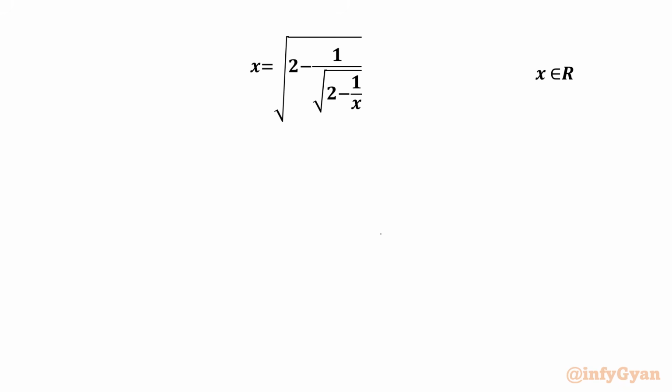Today in this video we have one very interesting question from radical equations. x equal to square root of 2 minus 1 over square root of 2 minus 1 over x, given that x belongs to real numbers. At first glance it looks like a very hard question. We have a square root, inside there is another square root, but using appropriate substitution we will reach our answer easily. Now I want you to pause the video right now and try this equation by yourself first.